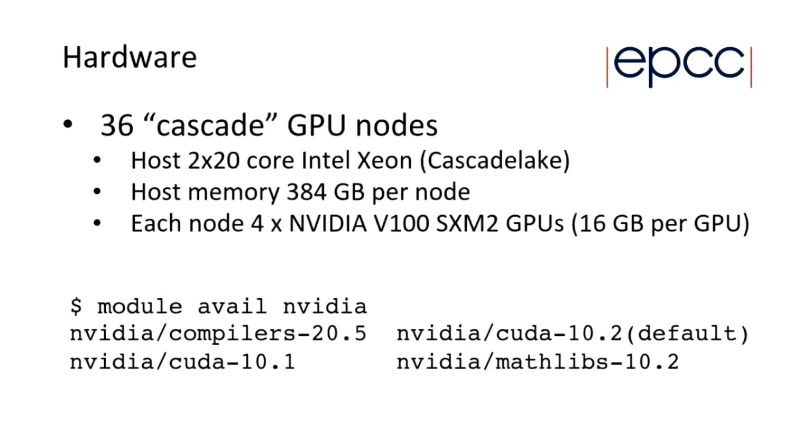So what we have is 36 new Intel Xeon based host nodes, which each have two sockets of 20 cores and 384 gigabytes of memory, and each node has 4 NVIDIA V100 cards, each of which has 16 gigabytes device global memory.